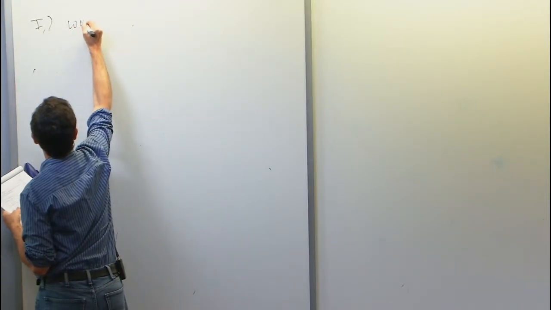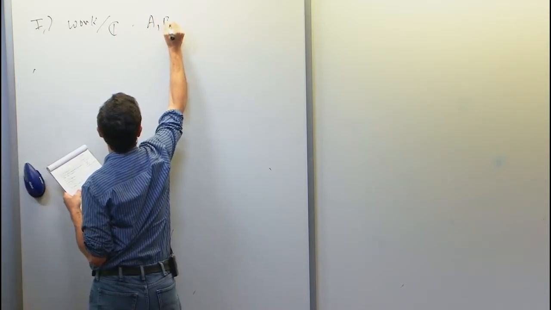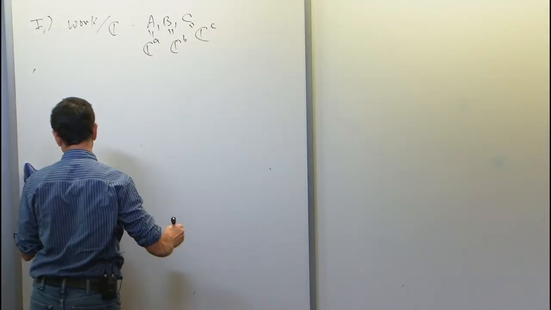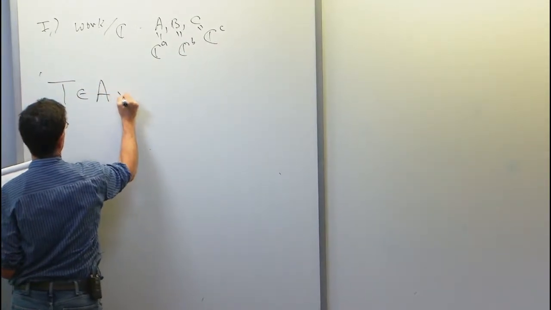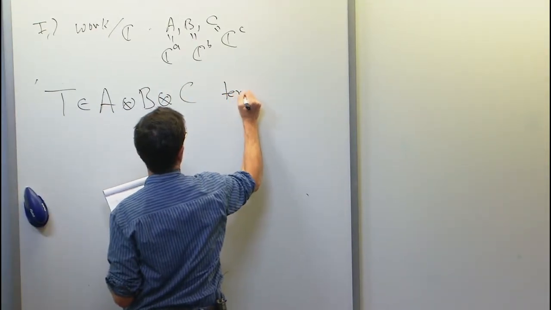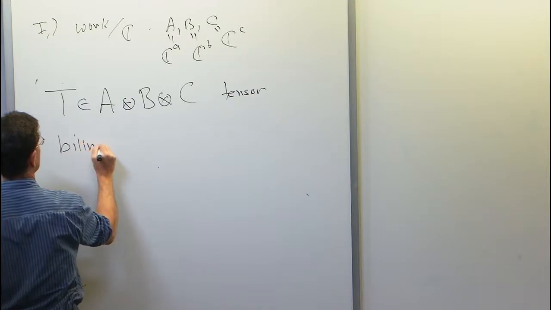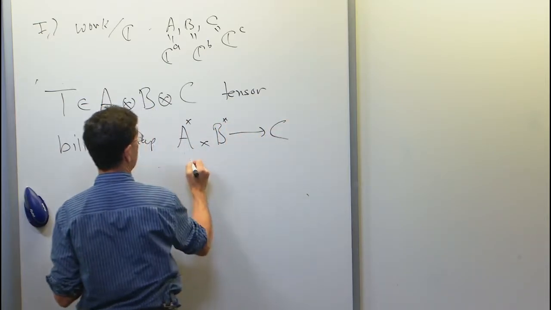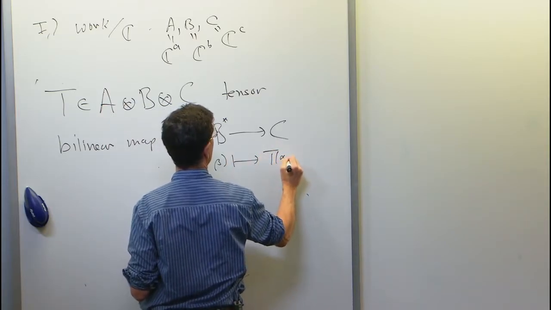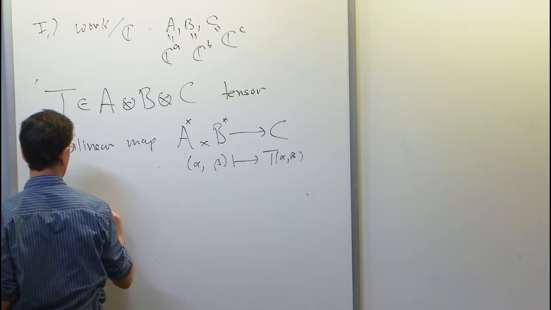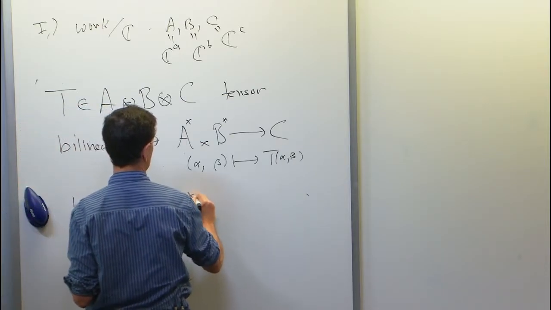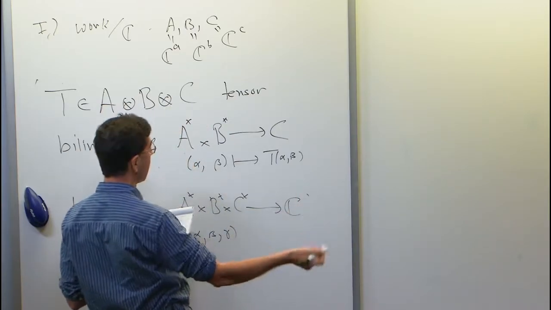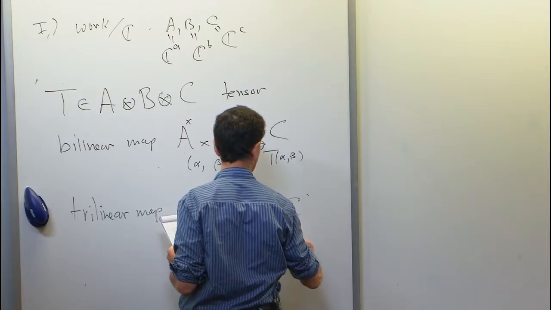So I'm going to work over the complex numbers. So A, B, and C will be complex vector spaces, say C^A, C^B, and C^C. And a tensor we may think of as a bilinear map, so we have some alpha, beta maps to T of alpha, beta. Or we may think of it as a trilinear map, alpha, beta, gamma. If we were originally handed our tensor as a bilinear map, we can convert it by just doing this.